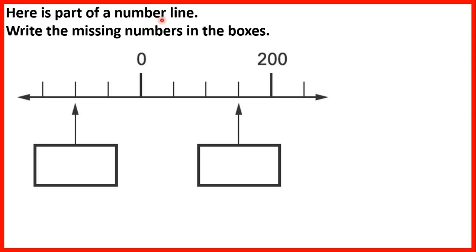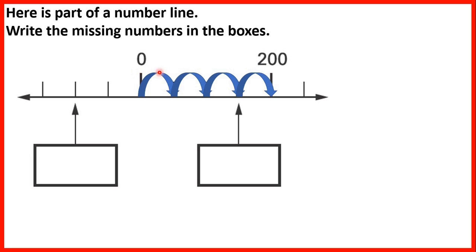Here is part of a number line. Write the missing numbers in the boxes. So we have 0 and 200 marked on our number line, and to get from 0 to 200, we have 1, 2, 3, 4 jumps.